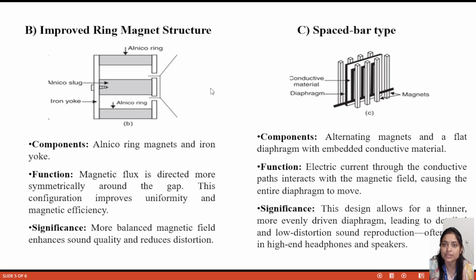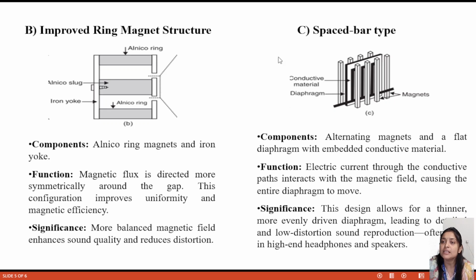Ring magnet structure is actually the improved version of the slug type. Here there are three magnets. These parts are the iron yoke. Here also the magnetic flux is directed more symmetrically around the gap. Gap means this air gap. This configuration improves uniformity and magnetic efficiency. Significance: a more balanced magnetic field enhances sound quality and reduces distortion.